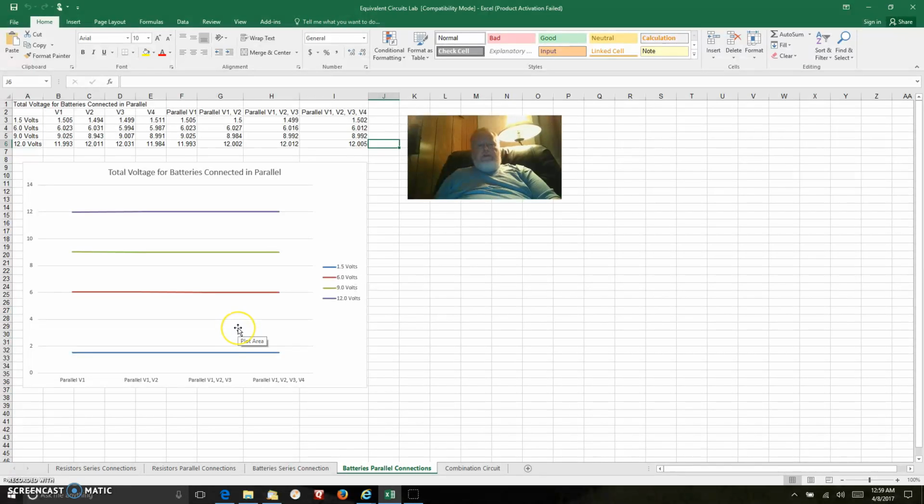Here we went through the same exercise again, except this time we were connecting the batteries in parallel and plotting the results. So as you can see here, you have flat lines, so I would expect students to be able to infer that connecting batteries in parallel doesn't change the voltage.